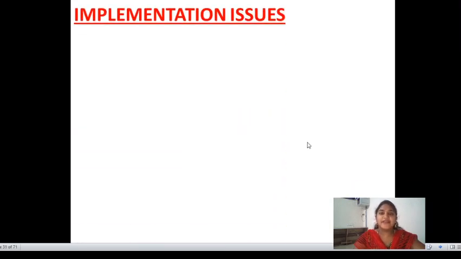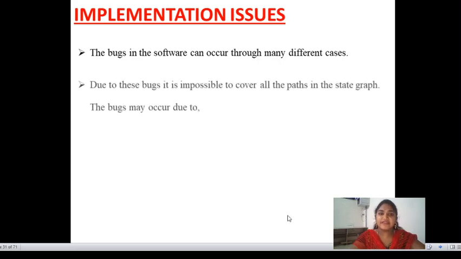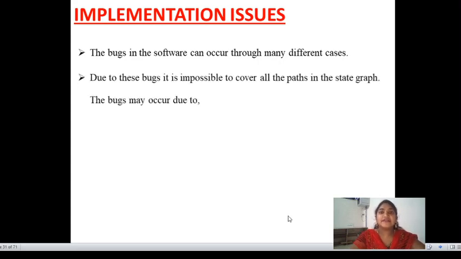Next, coming to the implementation. How will state testing with the state graph be implemented? If the implementation is done, what are the issues arising in state testing? All of this can be discussed under implementation issues. Bugs in software can occur through many different cases. This applies to any software testing, like path testing, state testing, data flow testing, transaction flow testing, graph matrices testing. Those different cases define the occurrence of bugs based on the software application.